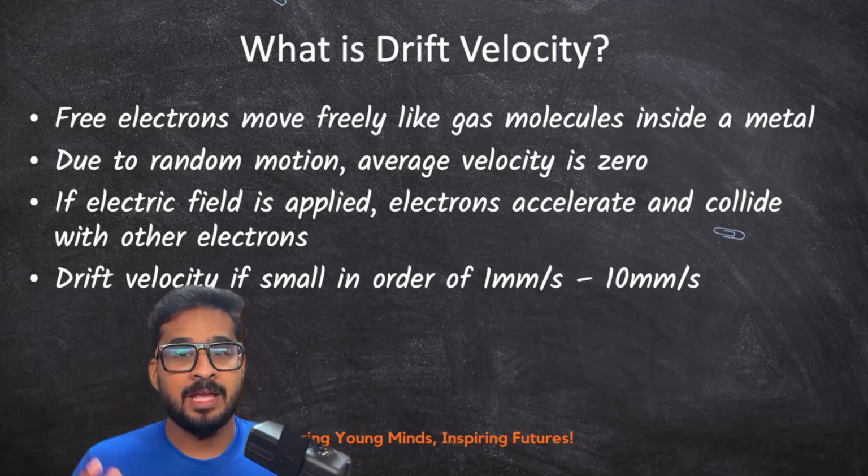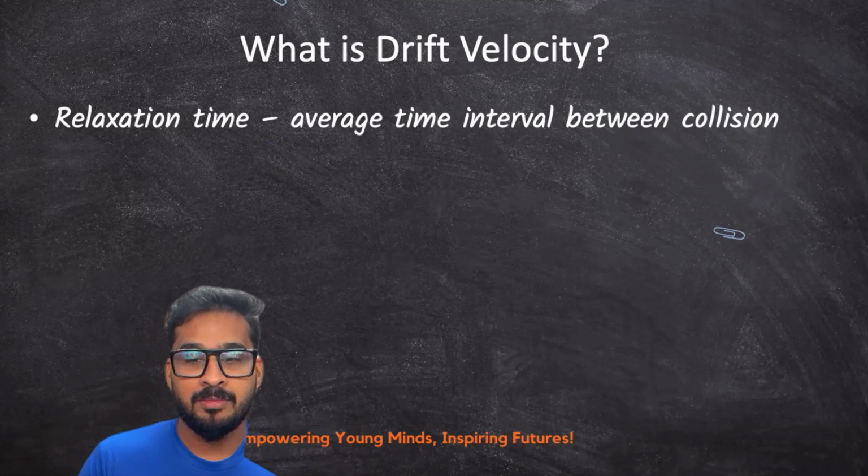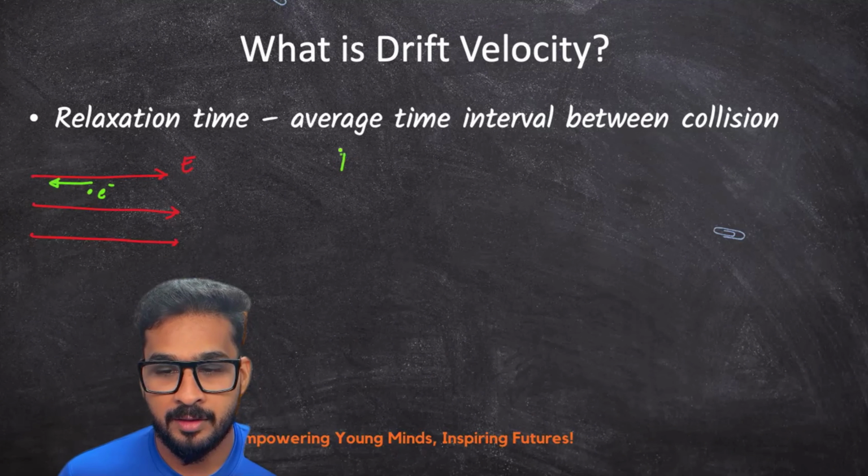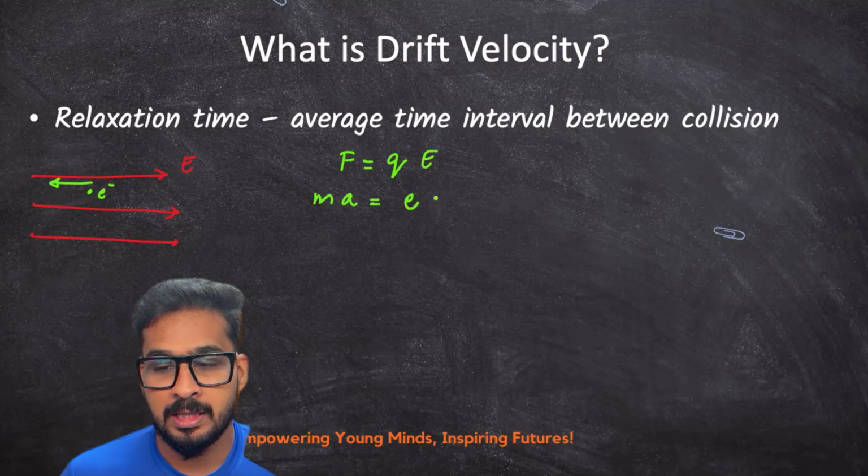The average time interval between the collisions is called the relaxation time. Relaxation time is given by the letter tau. Let us say this is the electric field and the electron is kept here. The electron will experience a force and it will start to accelerate in this direction. F is equal to qE, so m into a is equal to eE. So the acceleration of the electron is eE divided by m, which is negative.